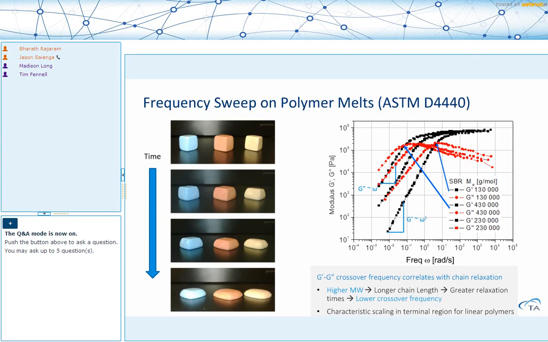In fact, we did some measurements on the 3 grades of silly putty shown in the schematic here, and sure enough, the yellow had the highest crossover frequency, shortest time scale, compared to the blue, which had the longest time scale.